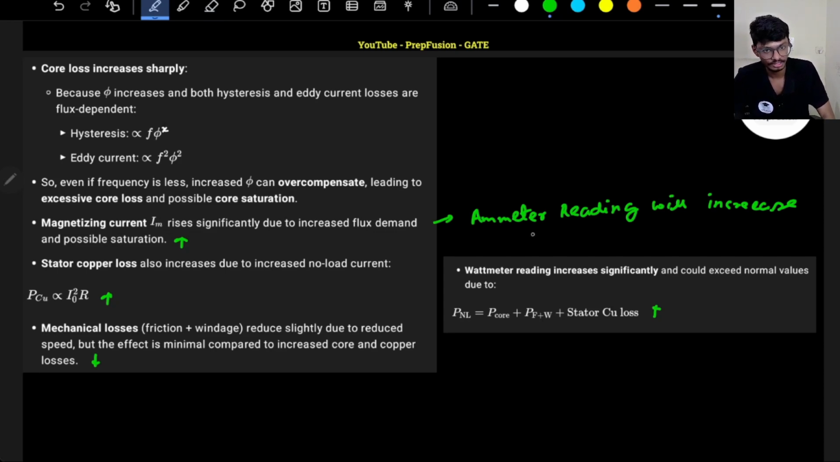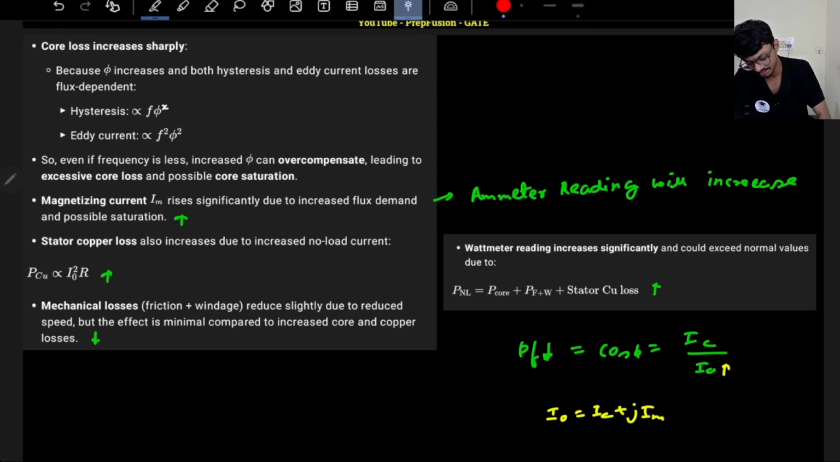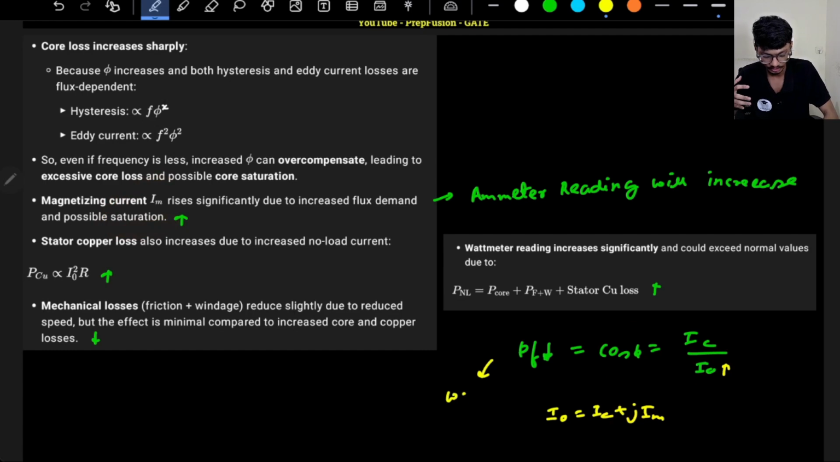If the magnetizing component of the current increases, what will happen to the power factor? The power factor will worsen. Why? Again, power factor is cos phi, and cos phi is Ic upon I naught. So I naught will basically increase, because I naught is Ic plus jIm. So Im is increasing, as I have told you. The magnetizing current is increasing, so this is increasing. So the power factor will reduce. So it is basically worse. If it is reducing, it is worsening. Why is it bad? Why is power factor reduction bad? This we will learn in power systems. Okay, don't worry. So it will worsen basically.